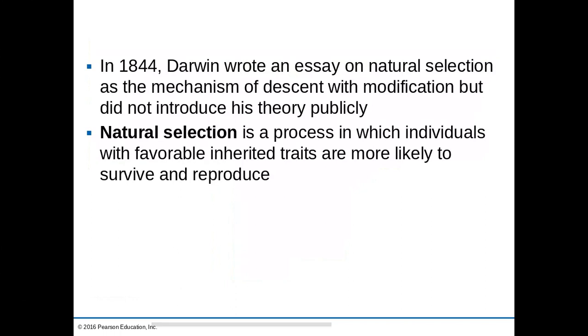So in the 1840s, Darwin wrote an essay on natural selection, but he kept it quiet at first. He was mostly trying to introduce the idea, see where it went. And natural selection is basically the process where individuals with favorable traits are more likely to survive and reproduce. Those traits get selected on by nature, the environment, to be the dominant traits in the group.